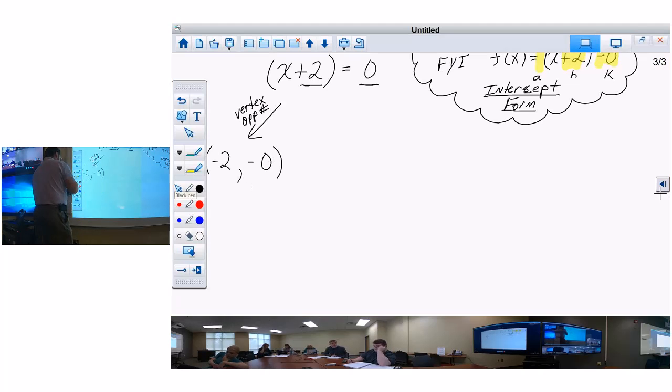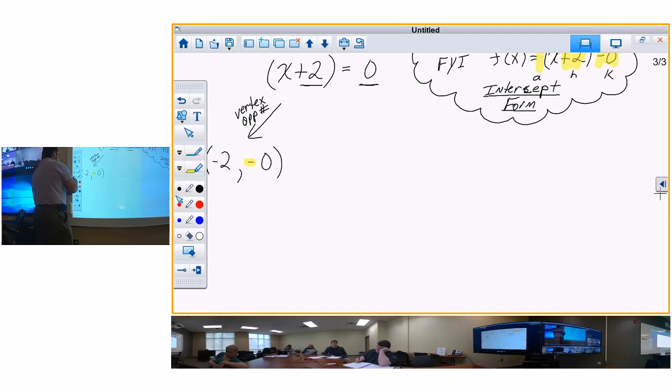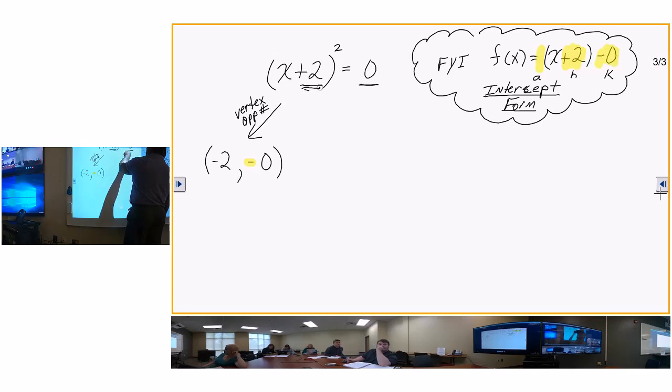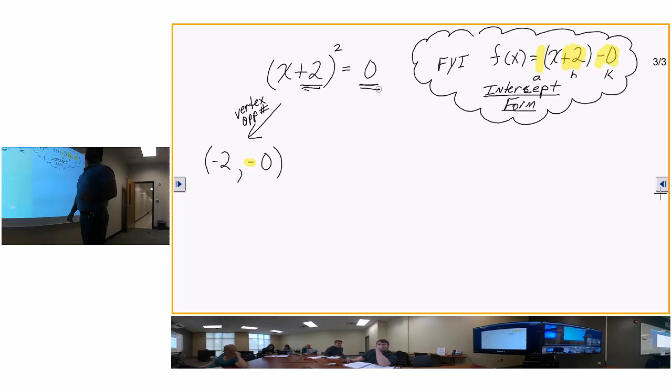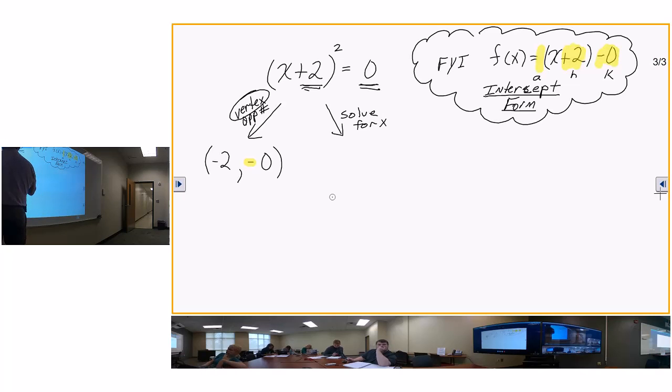And I'm going to highlight that negative because I know there's no such thing as negative 0. But what I'm trying to show you is when you find the vertex in this form right here, you take the opposite of this number and you take the opposite of this number, whatever it is. And you just found your what? Vertex. You just found your vertex. Okay? Now over here, I'm going to write solve for x. So solve this for x.